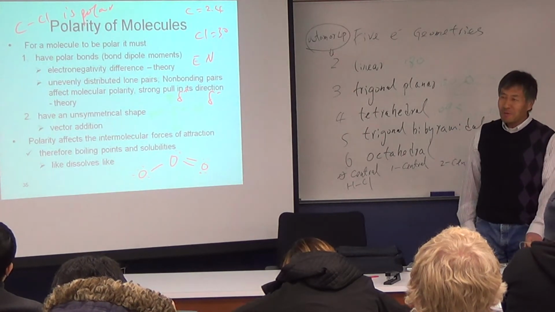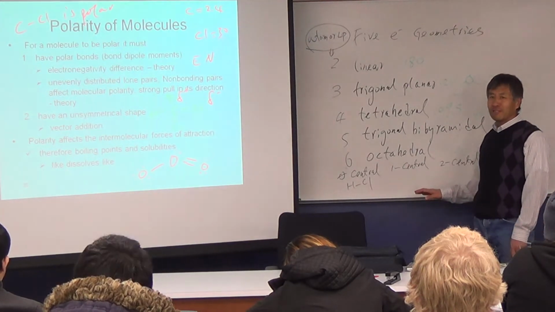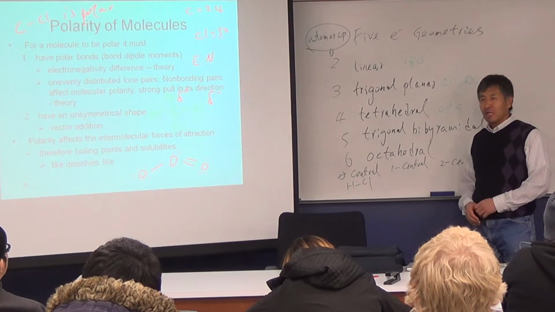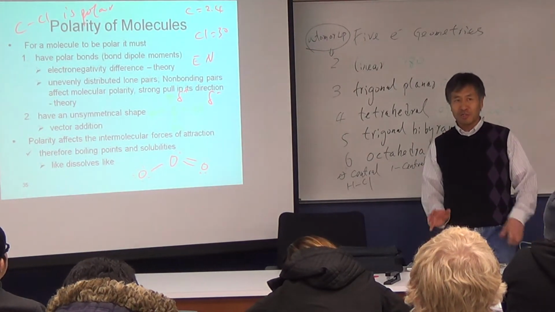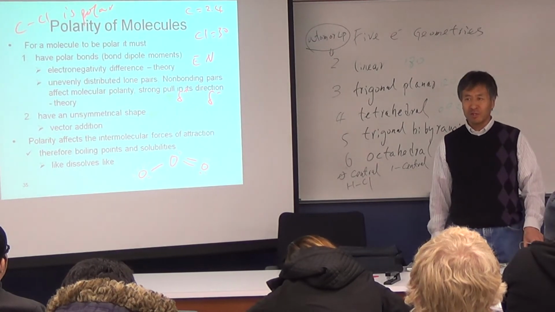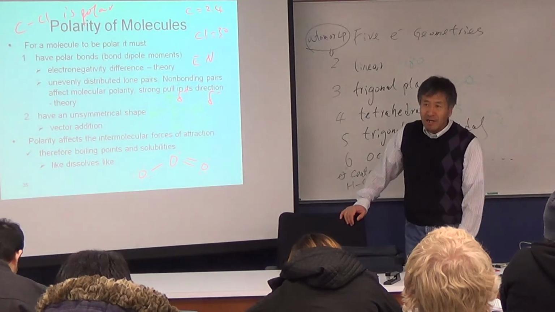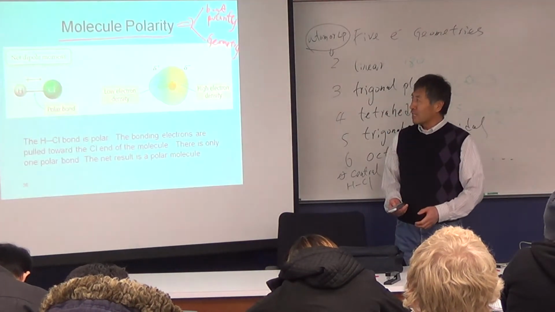To make our discussion simple, if you have more than one center, you probably think about one being polar, one non-polar. If you have both of them polar, that's difficult. You have to see what the geometry is, how they come out, and so on. As a beginning class, we will make our discussion relatively simple.